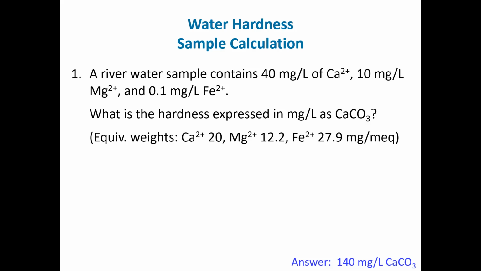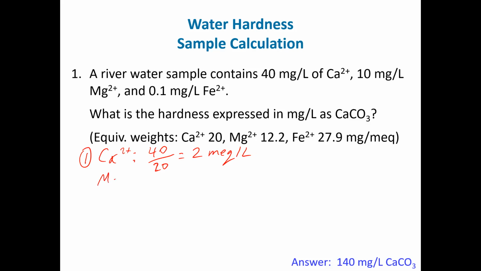So remember, step number 1 is to calculate the mill equivalents per liter. So we'll do that for calcium. So calcium, we got 40 milligrams per liter. I'm not even going to put the units in for you. 40 divided by 20. That I can do in my head. It's 2 mill equivalents per liter.